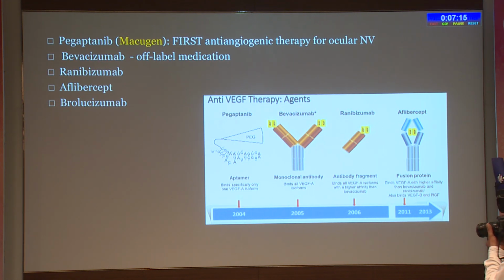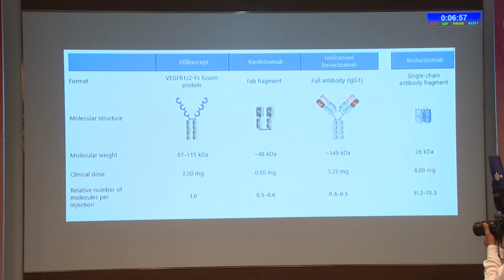So what are these? Pegaptanib was an aptamer, while bevacizumab is a monoclonal antibody that binds to all VEGF-A isoforms. Ranibizumab is actually an antibody fragment, and again it binds all VEGF-A isoforms, and aflibercept is a fusion protein. This is showing in a little bit more detail the molecular structure of all these anti-VEGF agents, and you can see that each one is actually a different entity and not the same.